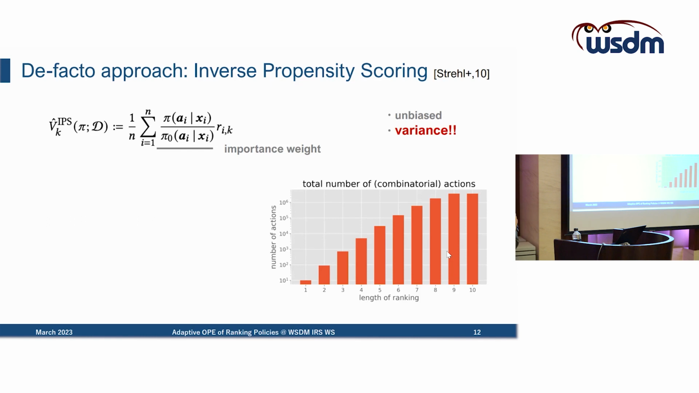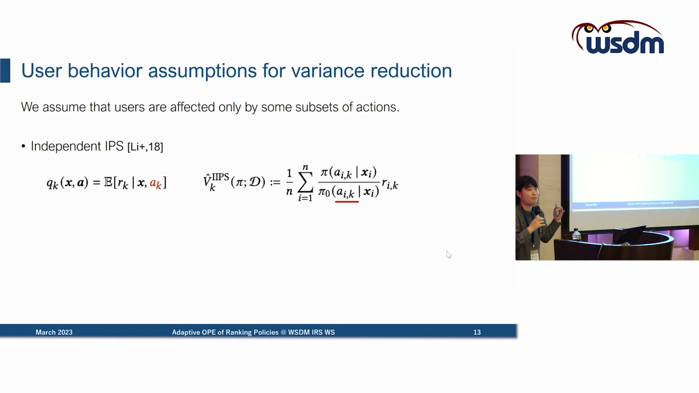So the existing approach in ranking recommendation often assumes some user behavior assumption to make this combinatorially large action space a tractable one. For example, in independent IPS, we assume that the reward observed at each position depends only on the corresponding action. And by assuming so, we can reduce the combinatorially large action space to a single action space, so we can greatly reduce the variance of the original IPS. However, of course, there are pros and cons in this approach, and since we have a very strong assumption, when this assumption does not hold and the reward is also affected by some neighboring items or previously observed items, this estimator, independent IPS, incurs serious bias in estimation.